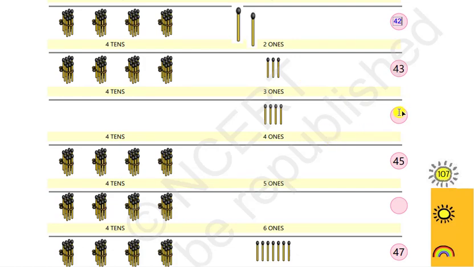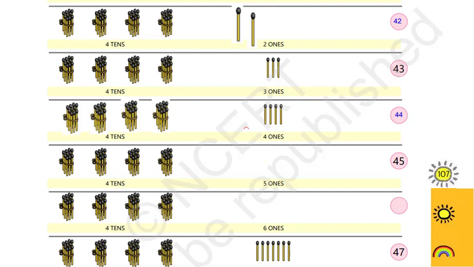Next comes 44. So 44 is equal to 4 tens and 4 ones. Here 4 loose matchsticks are already drawn. We need to draw 4 bundles here. So let us do that. So here I have drawn 4 tens. 44 is equal to 4 tens and 4 ones.